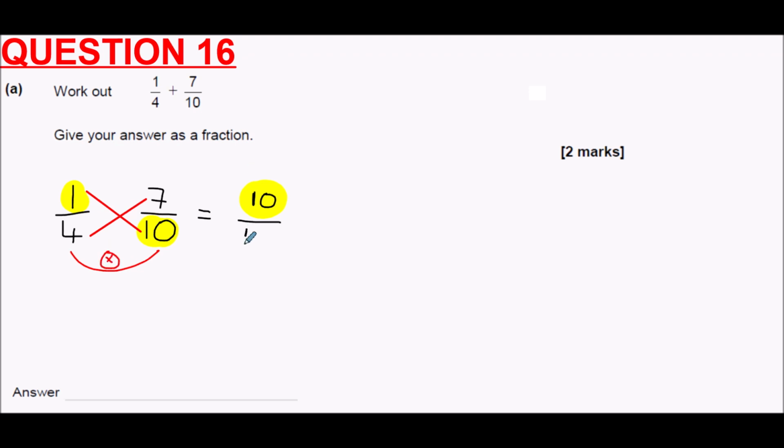And so we get 10 out of 40 first of all, plus, and now what we need to work out is 7 multiplied by 4. And 7 multiplied by 4 is 28. Now the bottom numbers are both 40. Once the bottom numbers are the same, we can leave them as the same. So leave them as 40 and just add the tops. 10 plus 28 is 38.